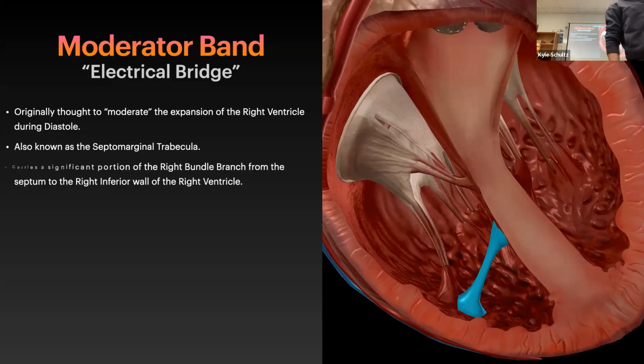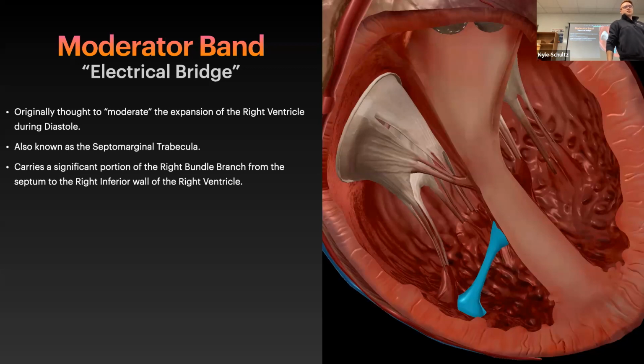All right. This actually carries a significant portion of the right bundle branch from the septum to the right inferior wall of the right ventricle. So to facilitate a more rapid and equal depolarization of the ventricles at the same time, it's basically a shortcut coming from the septum down through the moderator band to the other side of the ventricular wall, so that rather than having to come down through the septum, hit the bottom of the ventricle, and then come back around that lateral wall, it just bypasses it and goes across that bridge.